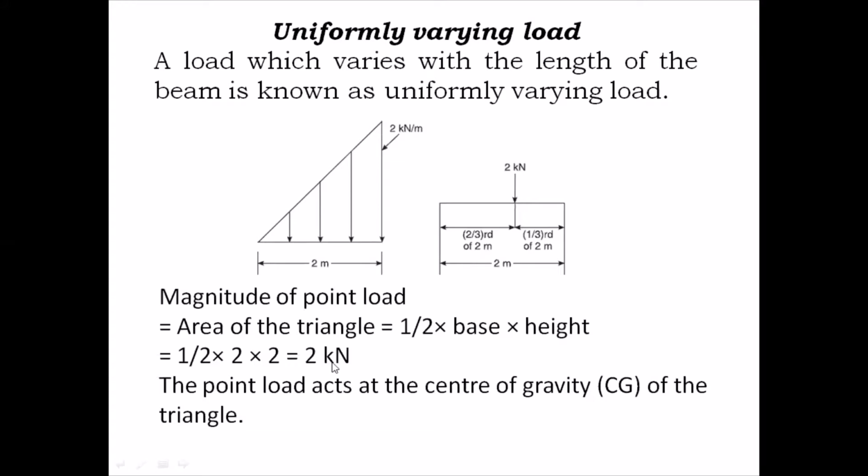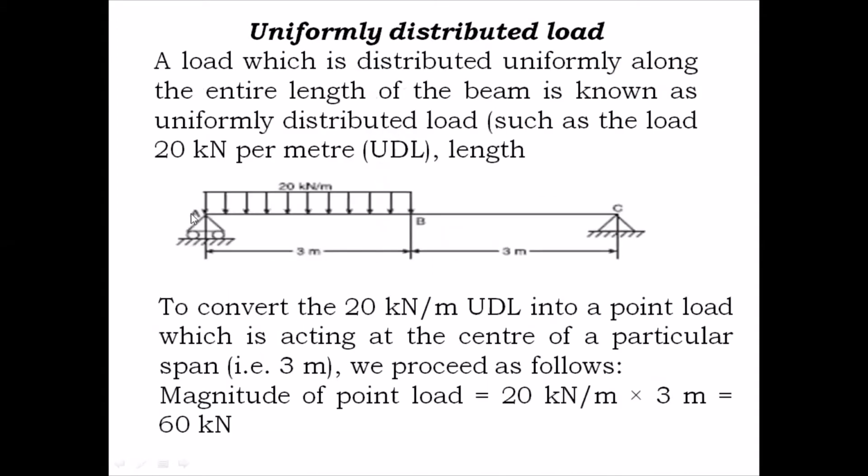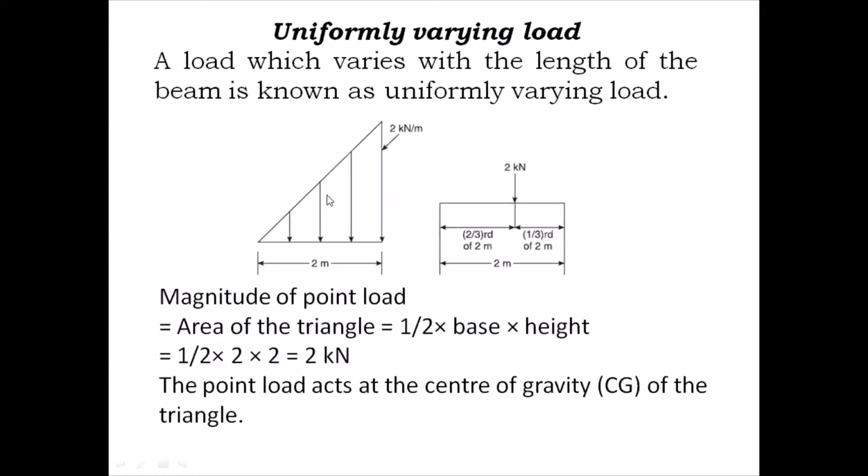Now where is it going to act? It is going to act at the centroid of the triangle. The UDL, after converting, acts at the centroid of the rectangle, that is exactly at the mid. Similarly, this UVL, after converting to a point load, is going to act at the centroid of the triangle. Now, where does the centroid of a triangle lie? Very important.